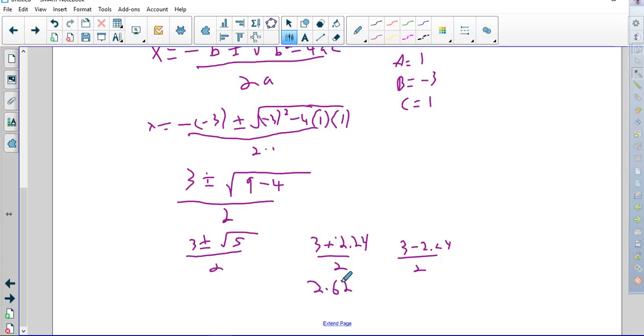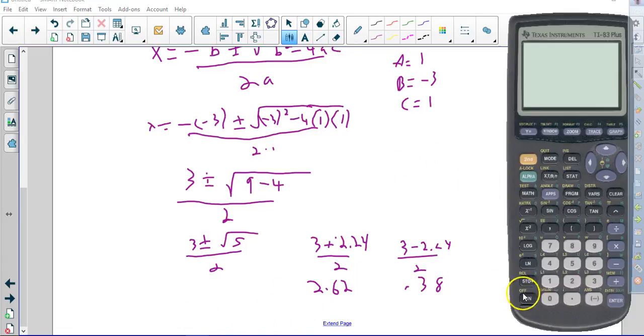And then 3 minus 2.24 divided by 2, and you get about 0.38. That means this parabola, which we looked at earlier and graphed, is going to hit the x-axis at around 2.6 and 0.38, almost 4/10. Okay? And if we looked at it on the graph, that would kind of make sense.